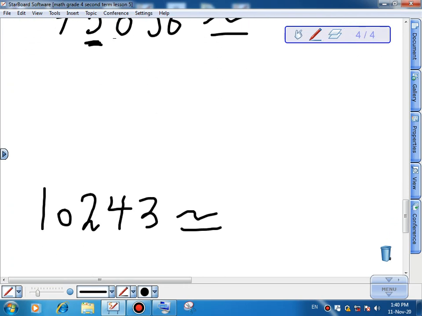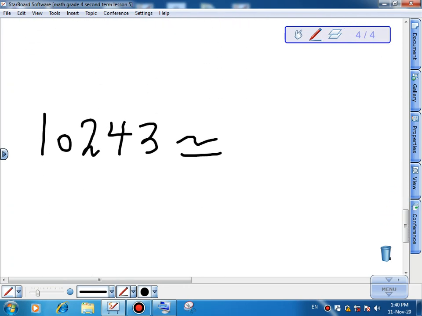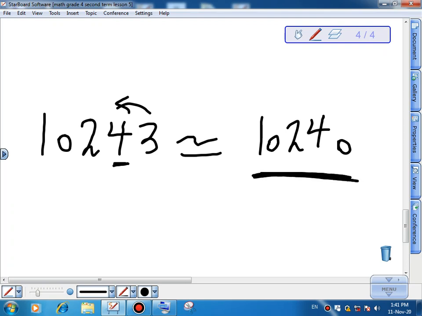But if I need to approximate 10,243 to the nearest 10, which is the digit 4, the number after 4 is 3. 3 is a weak number, it will be the same thing. 4 will be 4, and the other digits before 4 stay as they are. And 3 will be replaced by 0. This number to the nearest 10 is a multiple of number 10. Remember, for multiples of number 10, you just need to make the units place 0.